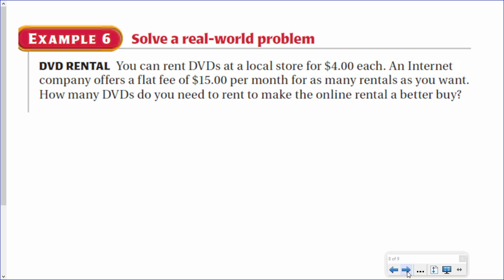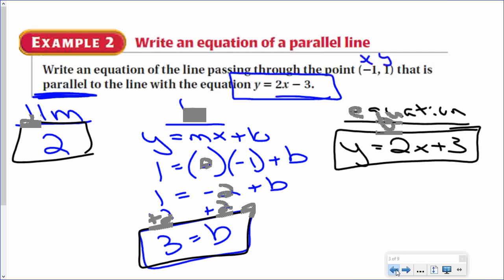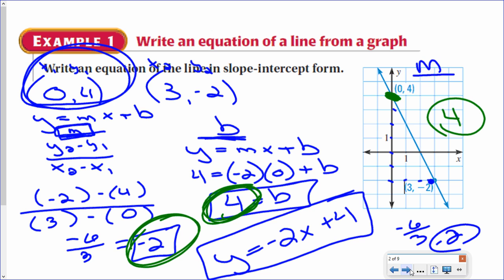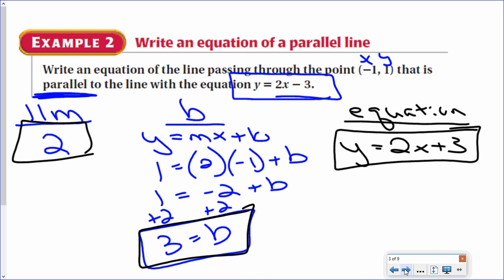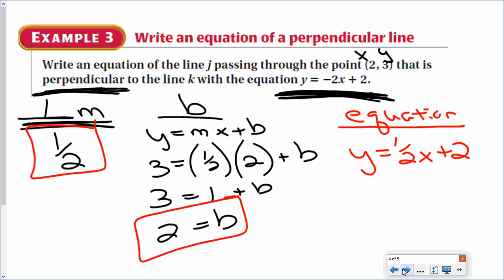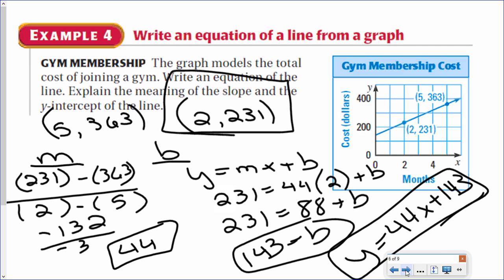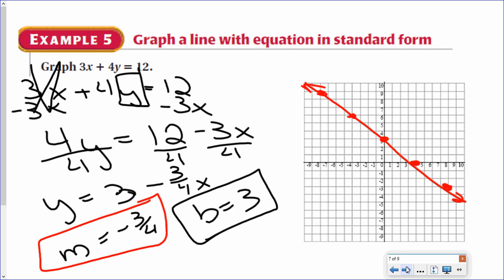We'll skip this one, but the main thing is that you can write an equation of a line. You can write an equation of a line that's parallel to, perpendicular to, and the last one was be able to graph. And to graph, make sure you solve for y, find the slope, find the y-intercept, and then go ahead and graph that.